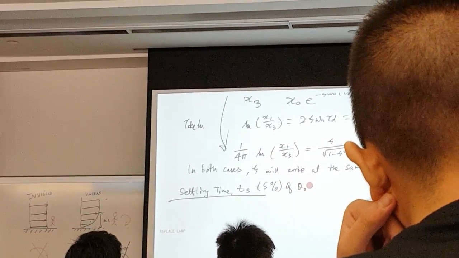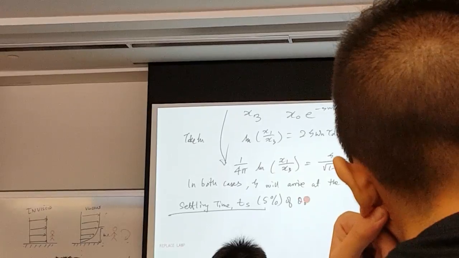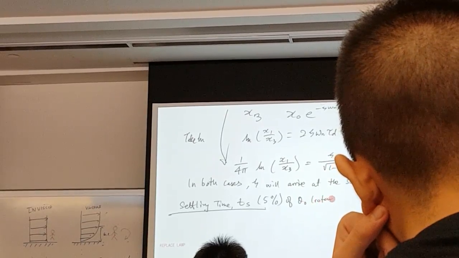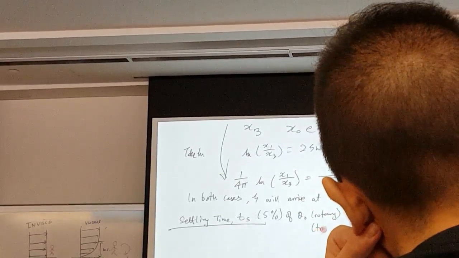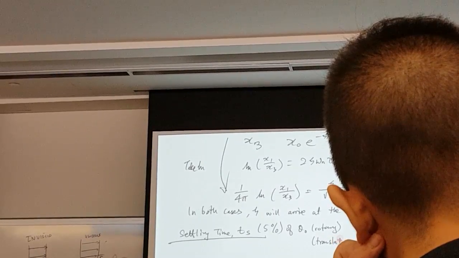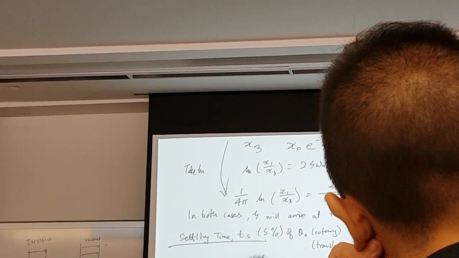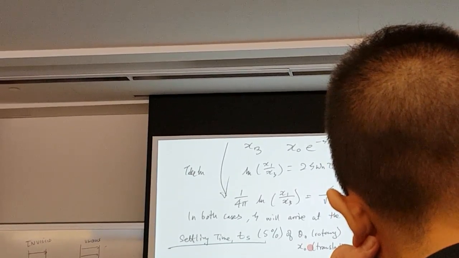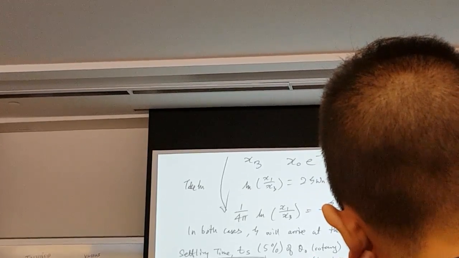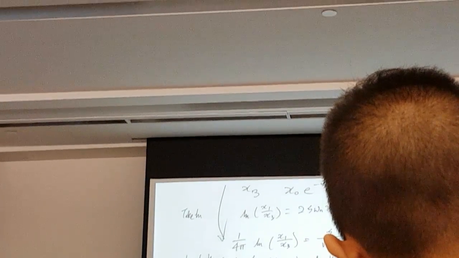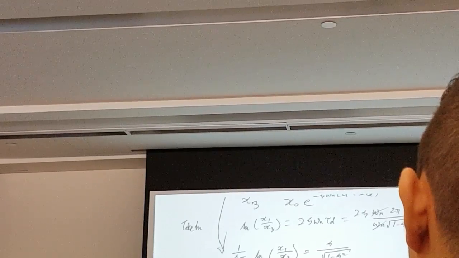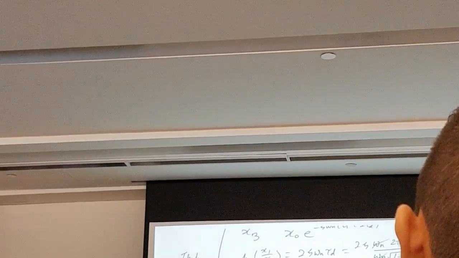That is if it's a rotary system. If it's not a rotary system, that means it's a translational system, then you'll need x naught. So it depends on the system that you have. Is it like a spring that's going up and down, or is it a beam that's rotating? So 5% of that.